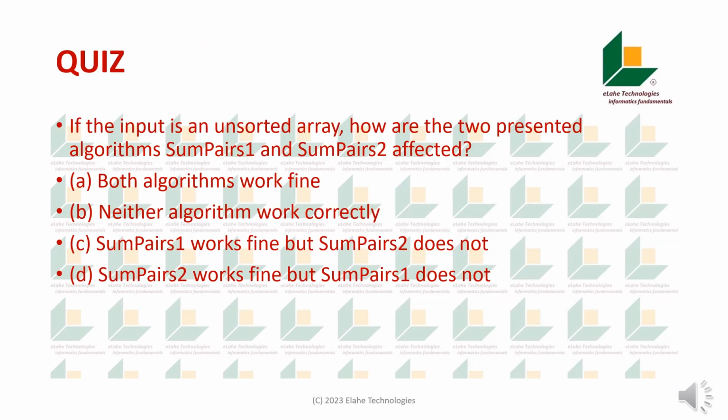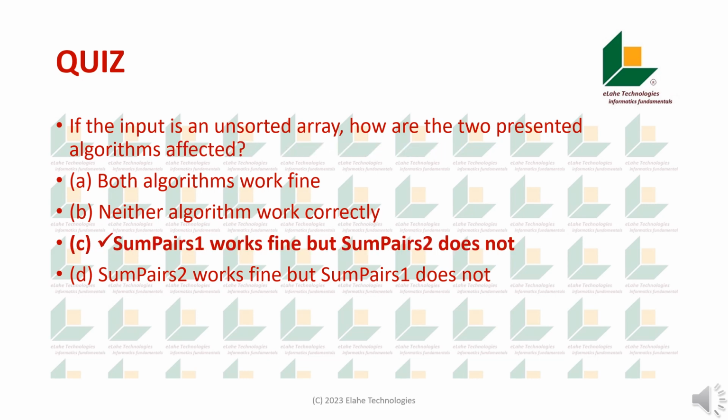Here is a question. If the input is an unsorted array, how are the two presented algorithms, SUMPAIRS1 and SUMPAIRS2, affected? Option A, both algorithms work fine. Option B, neither algorithm works correctly. Option C, SUMPAIRS1 works fine but SUMPAIRS2 does not. Option D, SUMPAIRS2 works fine but SUMPAIRS1 does not. The correct option is option C. SUMPAIRS1 works fine but SUMPAIRS2 does not. This is because SUMPAIRS2 requires the array to be sorted before being applied.